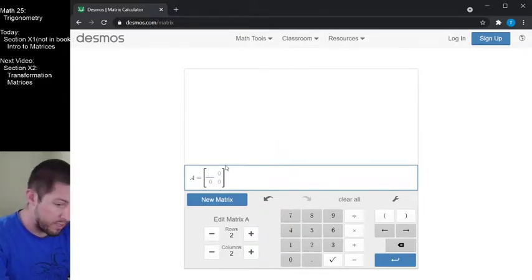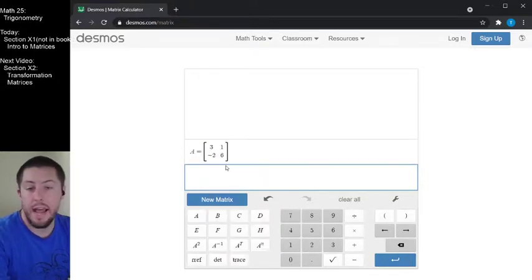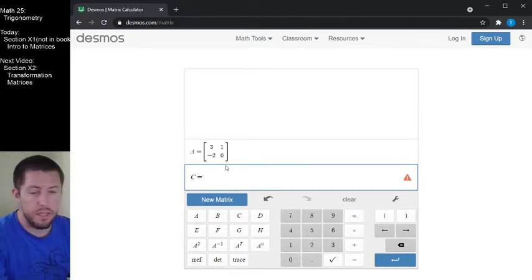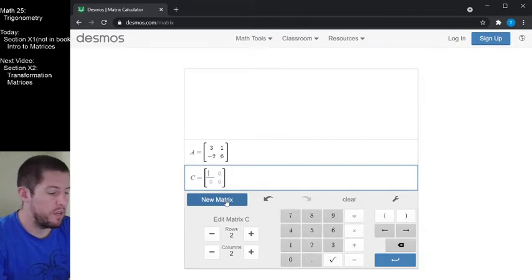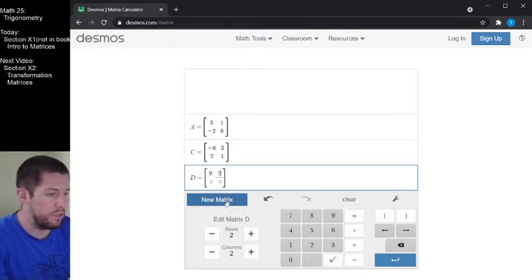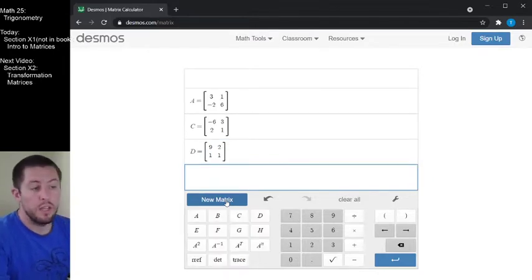So our A matrix was 3, 1, negative 2, 6, and I'll hit enter. The nice thing is that it now knows the matrix A. I'm going to do the same thing for C and D, since those are the ones we were using. C was equal to, I'll click new matrix, negative 6, 3, 2, 1, and hit enter. So it now knows the value of C. Then D equals new matrix, and that was 9, 2, 1, 1, and hit enter. So it learned the values for A, C, and D.